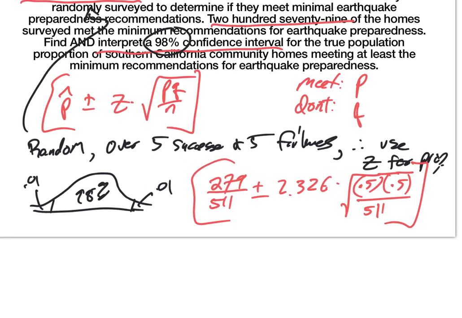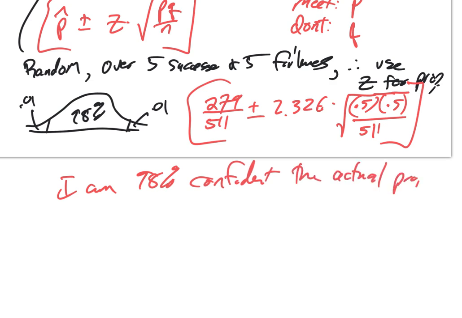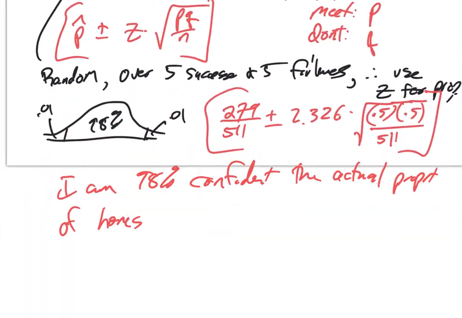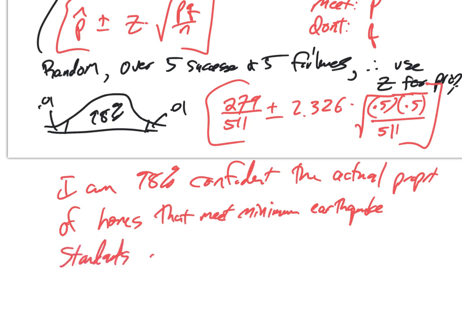After you get the result, then you would say, I am 98% confident the actual proportion of homes that meet minimum earthquake standards is between the bottom number and then the top number for whatever you get in that confidence interval.